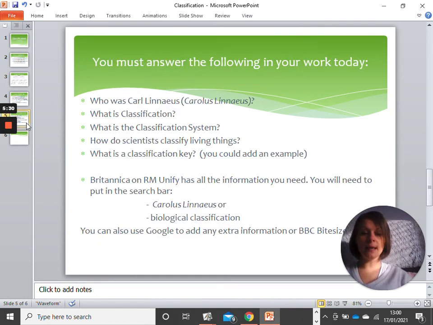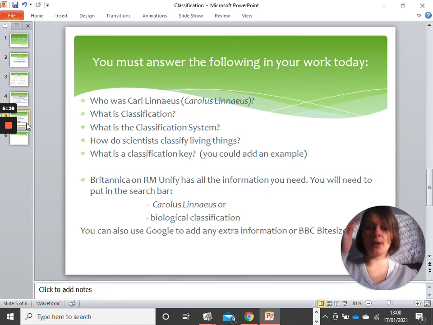Good luck with your task today. I am really looking forward to seeing some of your work. You have all been producing excellent fact files in your theme lessons, so this will look something similar to what you have been doing in those books. Okay? So good luck, and I will see you soon.